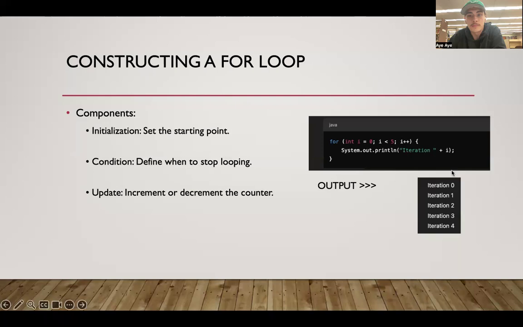You can see the output here, which is what happens as the for loops through until i becomes 4, and then for the next loop, it would be 5, which would break the condition, which would force it to stop looping.